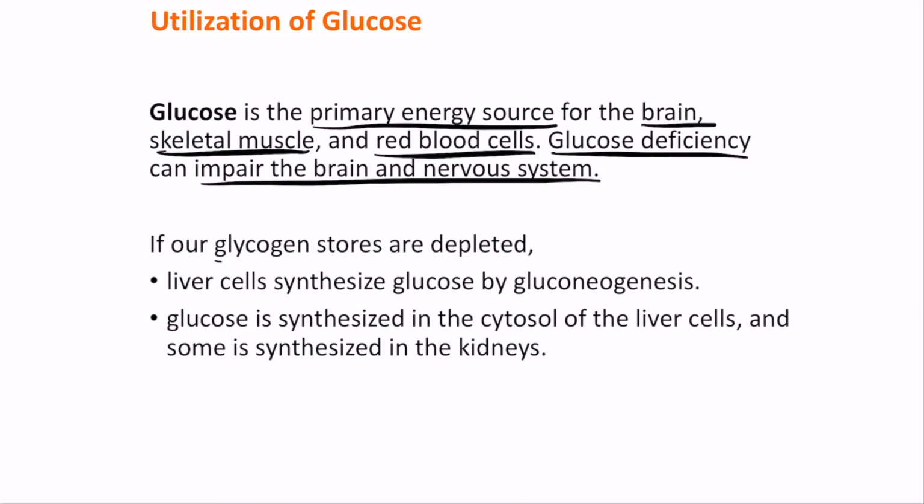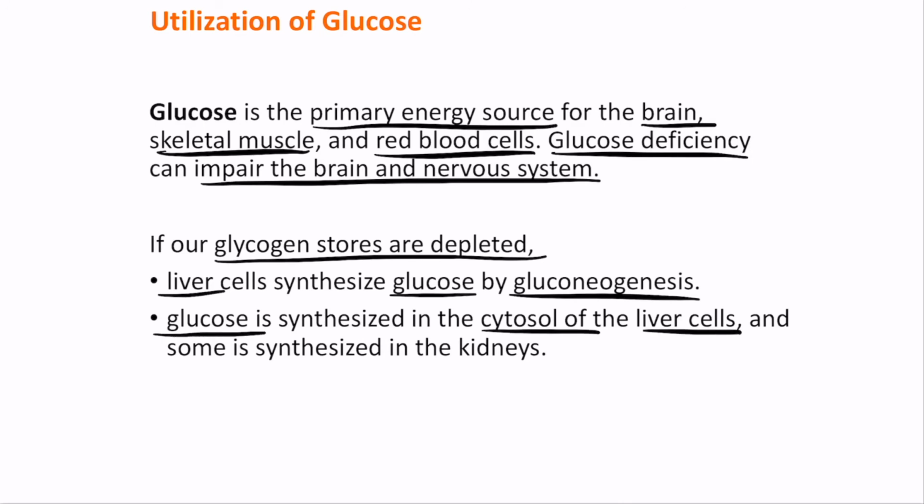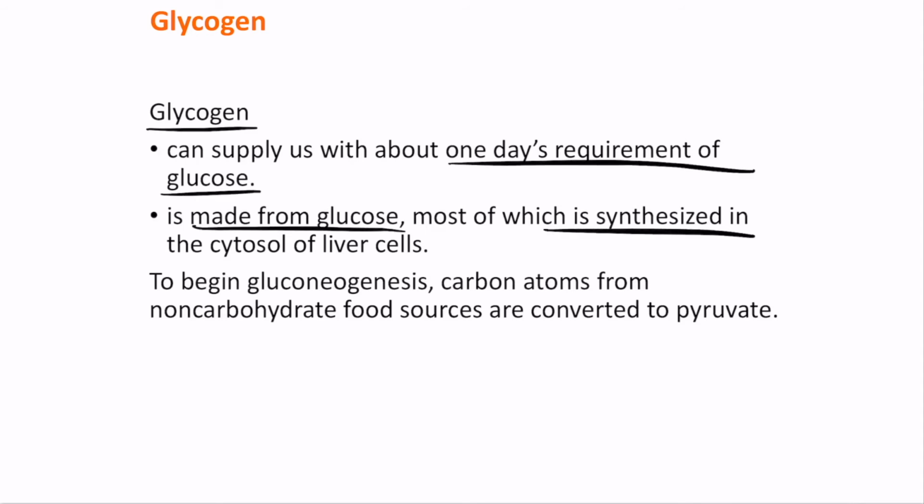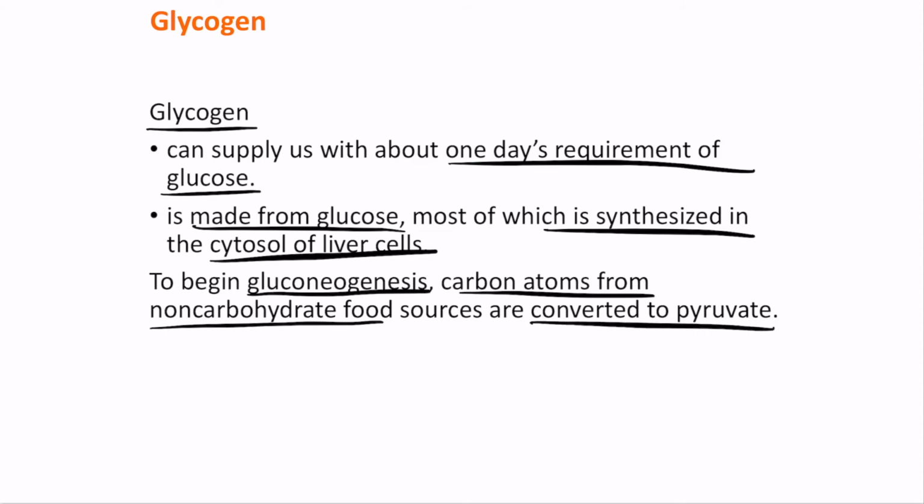Now if our glycogen stores are depleted, the liver starts to synthesize glucose by gluconeogenesis. The glucose is synthesized in the cytosol of the liver cells and some is synthesized in the kidneys. How are they synthesized? Glycogen can supply us with about 1 day's requirement of glucose, and it's generally made up of glucose, most of which is synthesized in the cytosol of the liver cells. To begin gluconeogenesis, the carbon atoms from non-carbohydrate sources are generally converted to pyruvate.